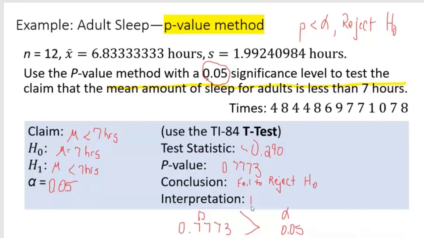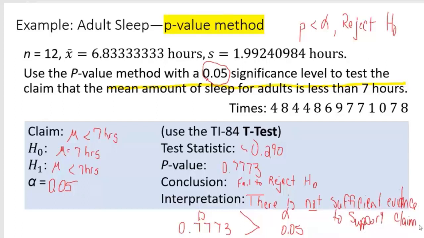Okay, so again, we're going to say there is not sufficient evidence to support the claim. So with the p-value, if p is smaller than alpha, you reject H sub O. Your interpretation always has to be about the claim. There is sufficient evidence or there's not sufficient evidence, okay?